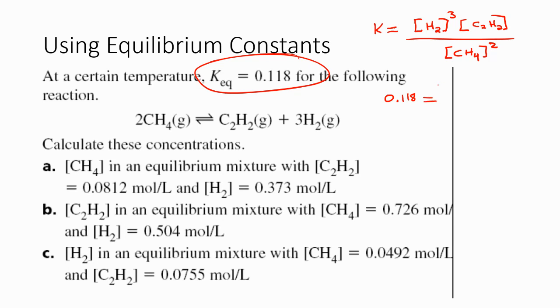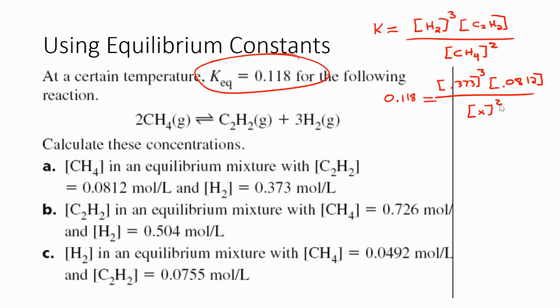H2 is given to us. It's 0.373, and we're going to cube that. The C2H2 value is given to us. It is 0.0812, one of my favorite numbers of all time. And we're dividing that by an unknown concentration, CH4, which we're going to call X squared.